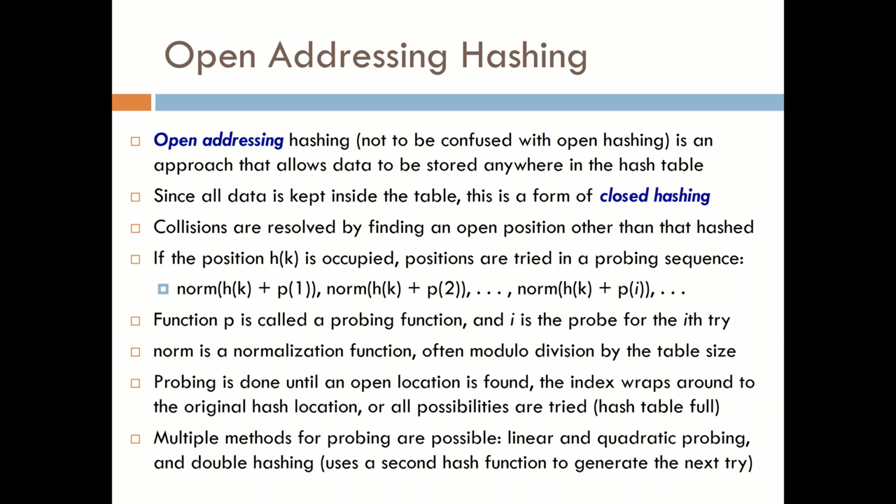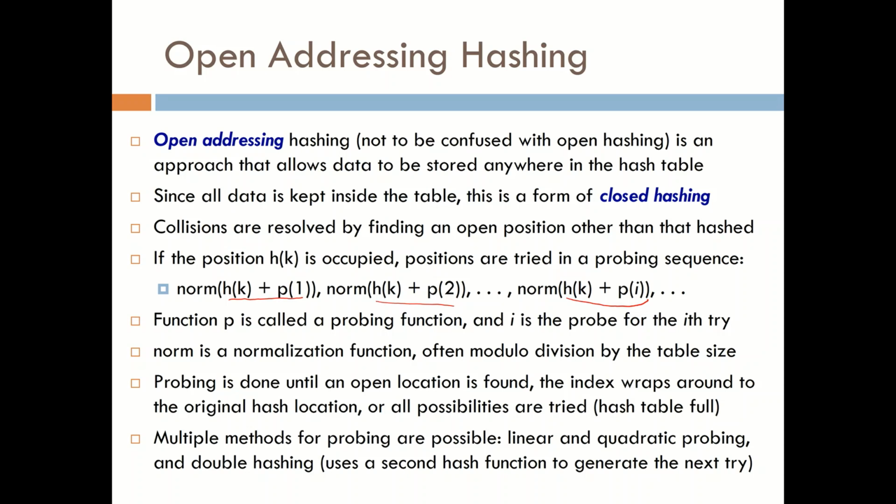You notice that this particular value is h of k plus probe 1, and this particular value is not the previous sum plus probe 2. It's back to h of k plus probe 2, all the way to the nth probe, or the ith probe. It is h of k and an added function, a probing function. The function p is a probing function, and the ith probe means this is the ith try of actually trying to store this data.